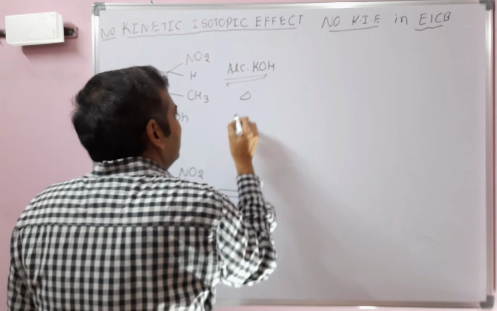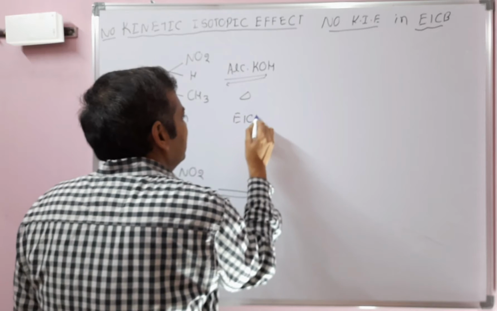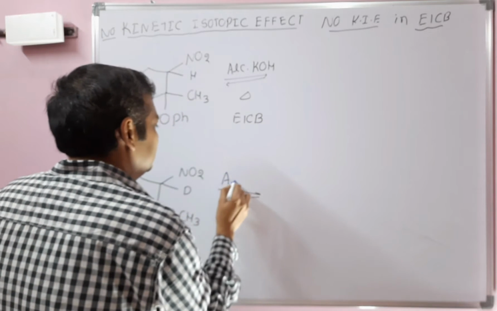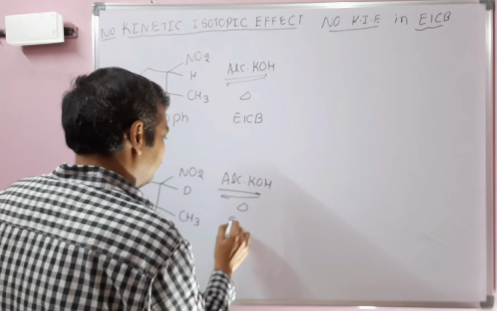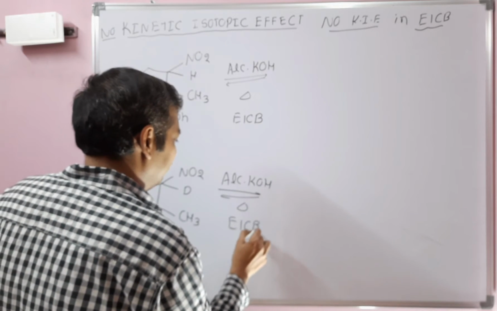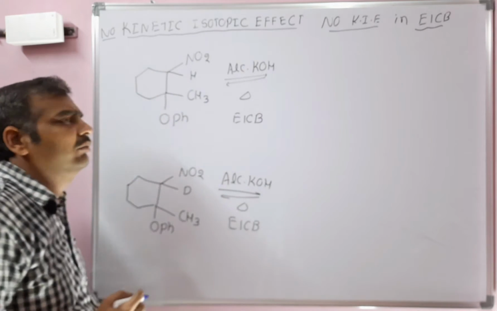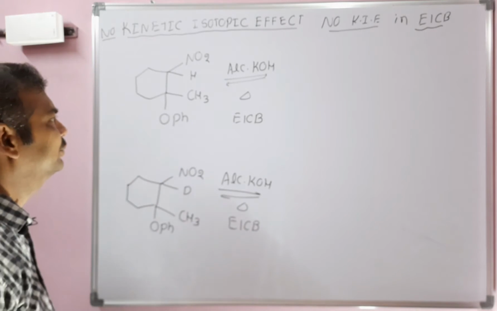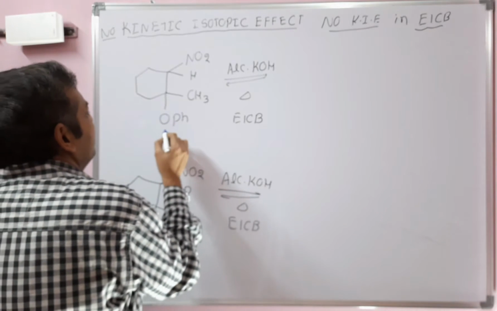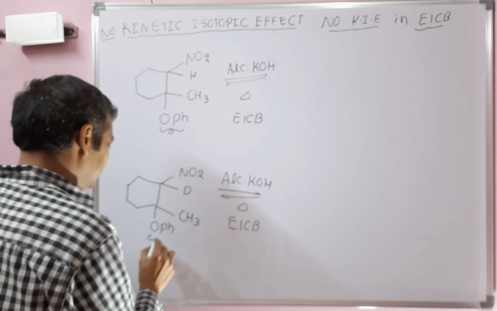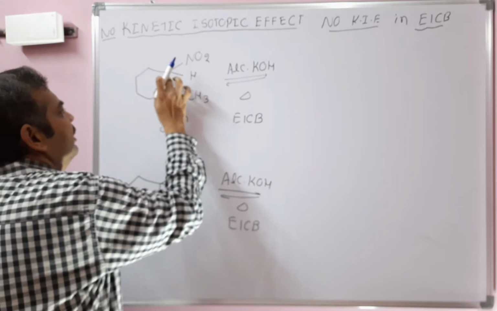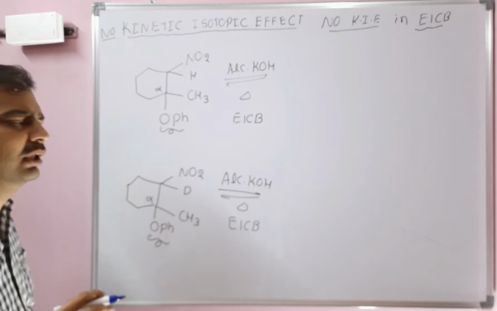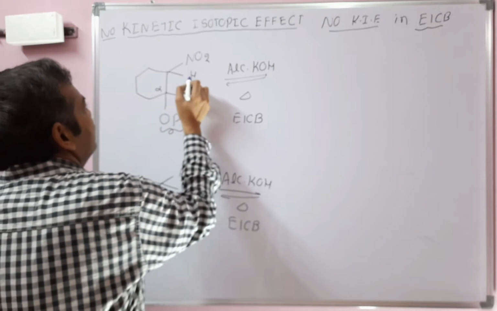Under high temperature, it is an E1Cb reaction. We need to prove that this reaction has no kinetic isotopic effect. What is kinetic isotopic effect? It means a different rate of reaction with respect to different isotopes. So look, first there is a poor leaving group. This is alpha. This beta hydrogen is available but not acidic, so the only possibility is this one that is acidic.